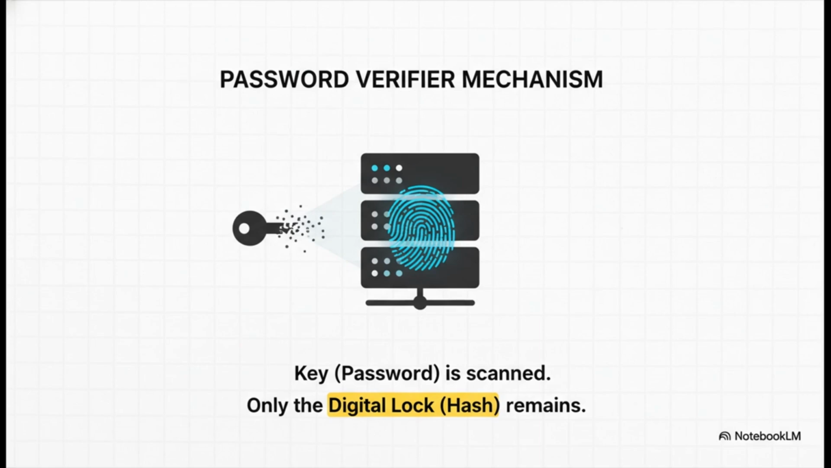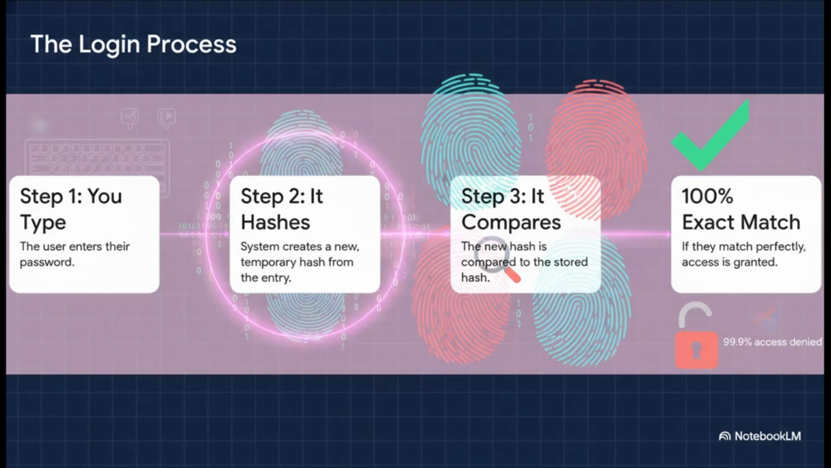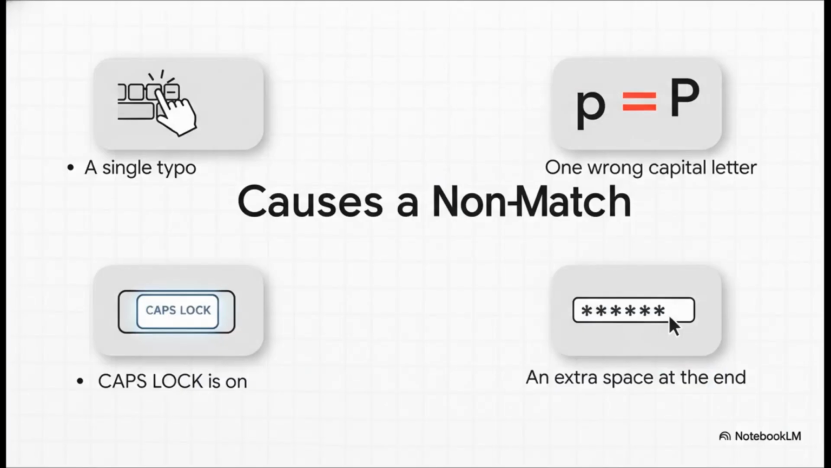That's the stored hash. So here's how it works every single time you log in. You type your password. The system instantly creates a temporary fingerprint from what you just typed. And then it just asks one super simple question. Does this brand new fingerprint match the one we have on file? If they match, if they are a 100% perfect match, you're in. But if it's anything less, even 99.9%, nope, access denied.